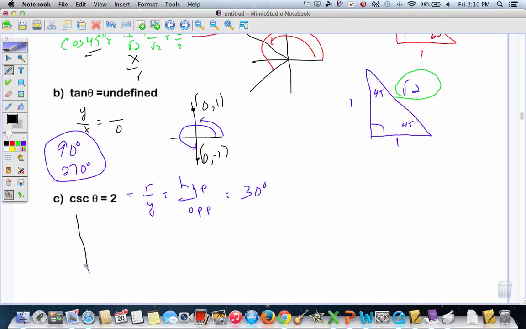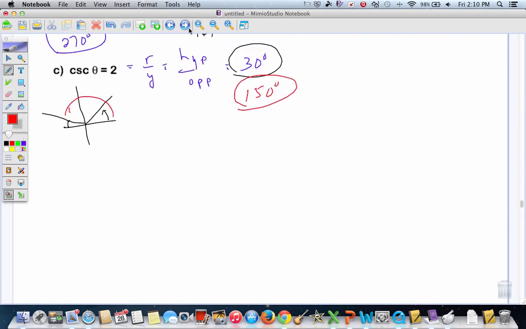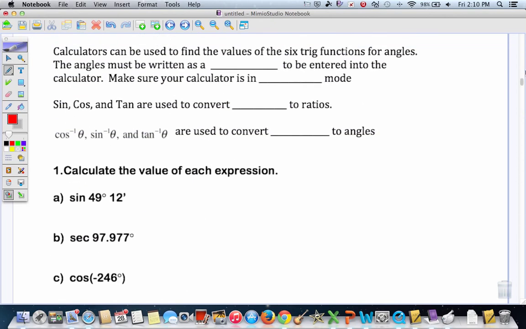Okay? Once we have the reference angle, then I know that cosecant, being r over y on the coordinate plane, is positive in quadrant number 1. So I'll draw a reference angle in quadrant number 1. 30 degrees is one of my answers. Y is also positive in quadrant number 2, so I'll draw a reference angle in there as well, but I'll measure that angle in standard position, so that angle is 150 degrees. So those are our two answers for the cosecant equaling 2.